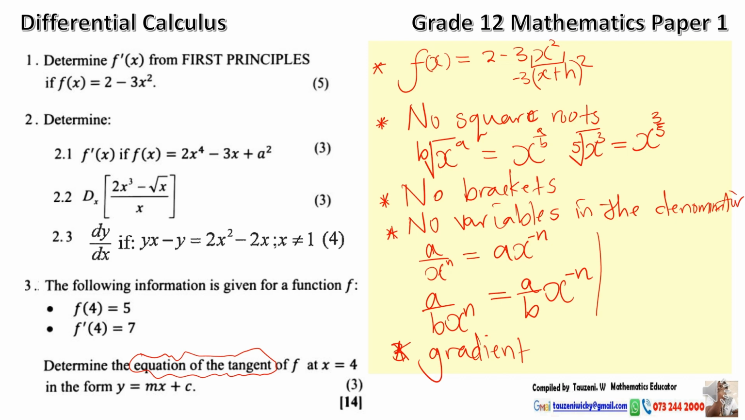Apart from the gradient, you need the point of contact. These are the coordinates of the point where the tangent is touching the curve. Those coordinates are used for determining the value of c. Once you do that, you can now compile the equation of the tangent. This is differential calculus, basic concepts that we can all manage and make sure that we get full marks for this section.